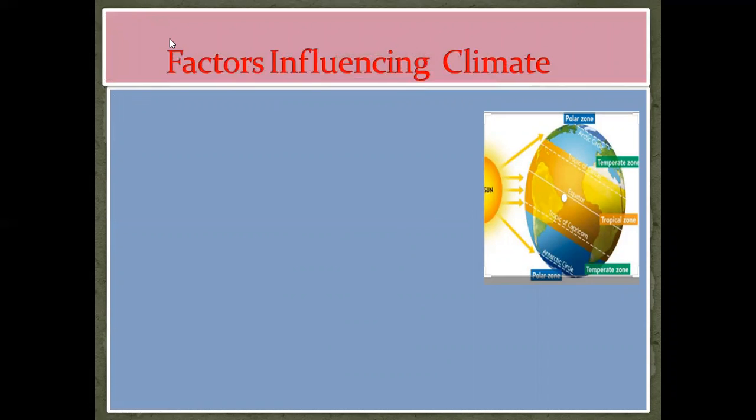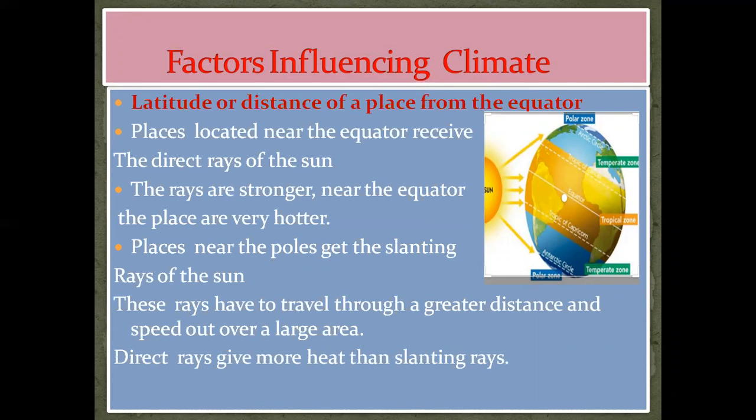Next, what are the factors that influence the climate? Which factors are there? How do we get the climates? What are the main factors? So first point, latitude. Latitude is the distance of the place from the equator. So what do you mean by latitude? Latitudes are imaginary lines.